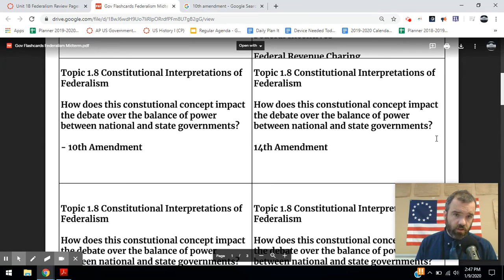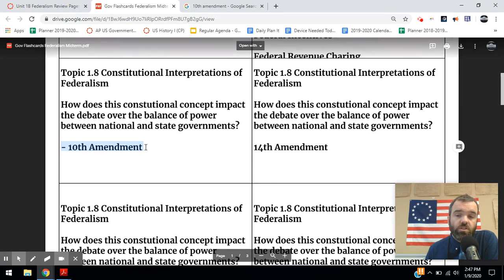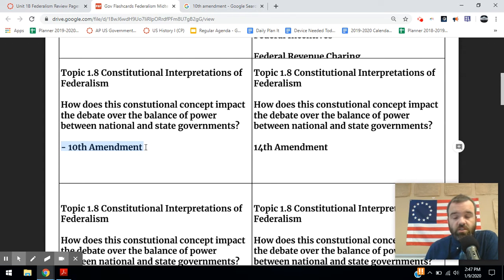So let's talk about some constitutional phrases and clauses that are relevant to the interactions and relationships between the state and federal governments. First is the 10th Amendment. The 10th Amendment gives power to the states. It's the last amendment in the Bill of Rights, and anti-federalists were very concerned that states would have power removed by the new Constitution.